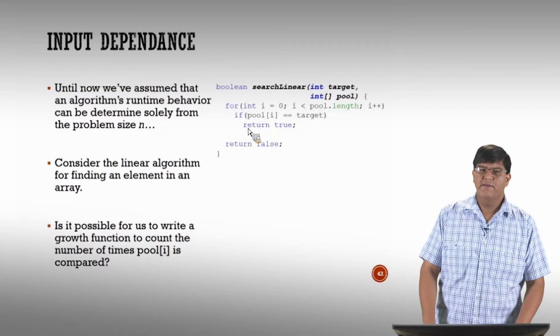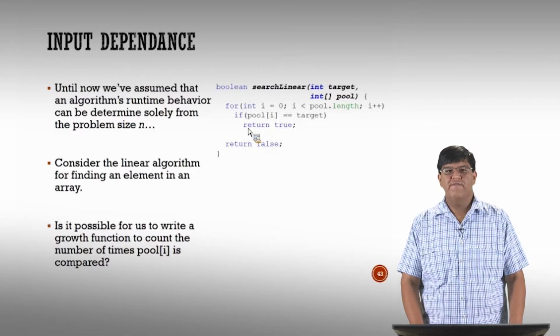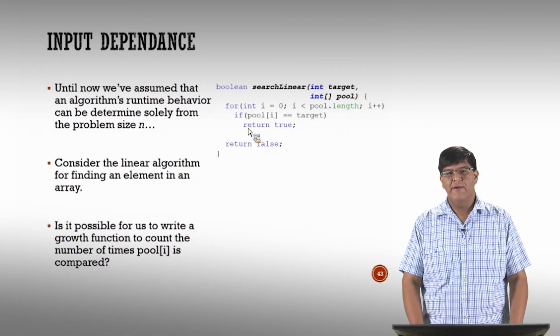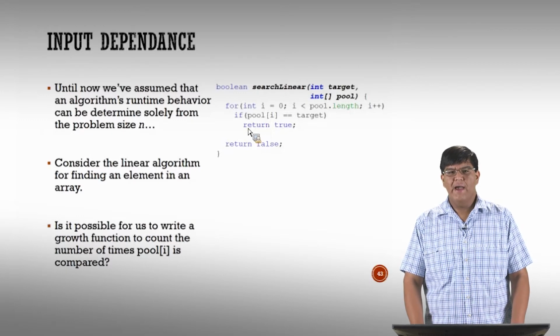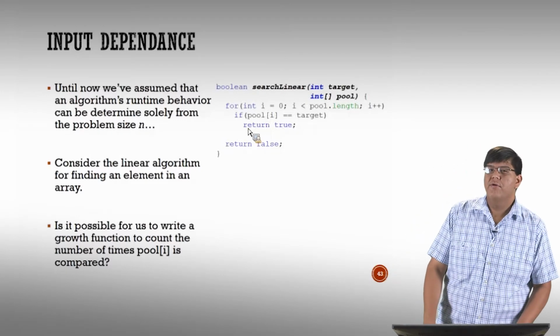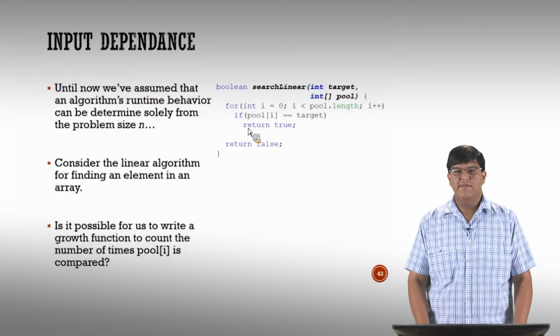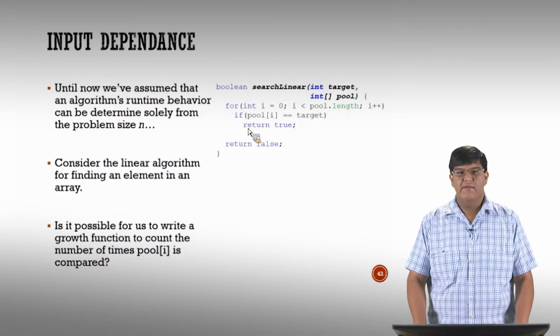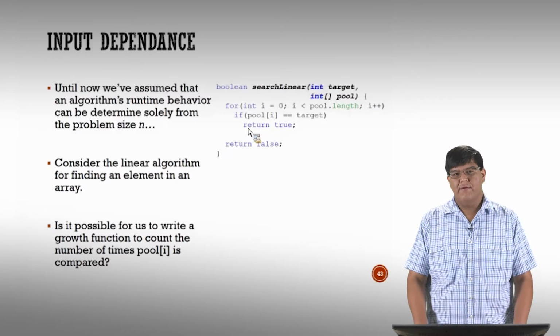In this video, I want to discuss the impact of the character of the input on how well a method runs. So in the past, we've been making the assumption that the only thing I really care about in terms of input is the size of it. So any array of size 10 will look the same. And maybe you can get that from the growth function.